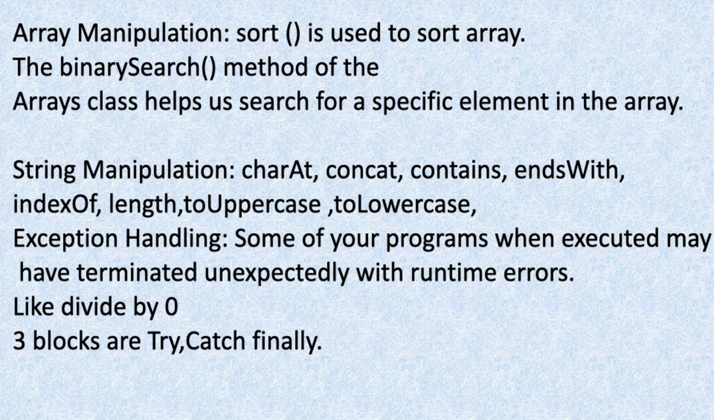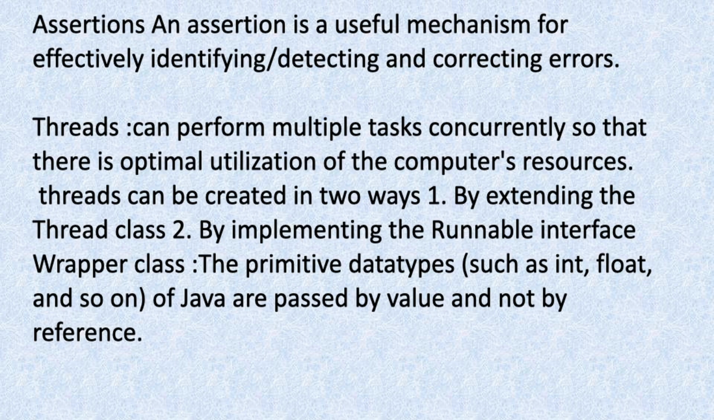The next topic is exception handling. Some of your programs, when executed, may terminate unexpectedly with a runtime error. Normally, divide by zero is called an exception. There are three blocks, try, catch, and finally, in exception handling. Assertions. An assertion is a useful mechanism for effectively identifying, detecting, and correcting logical errors.